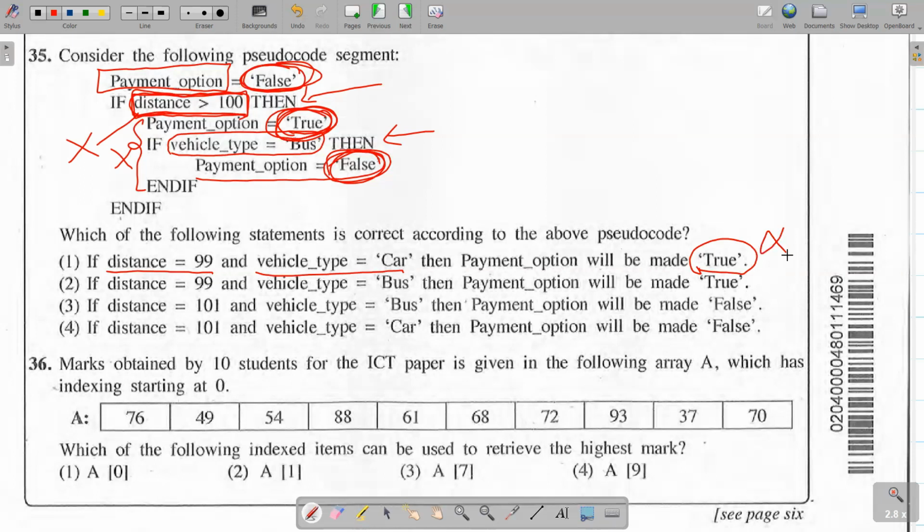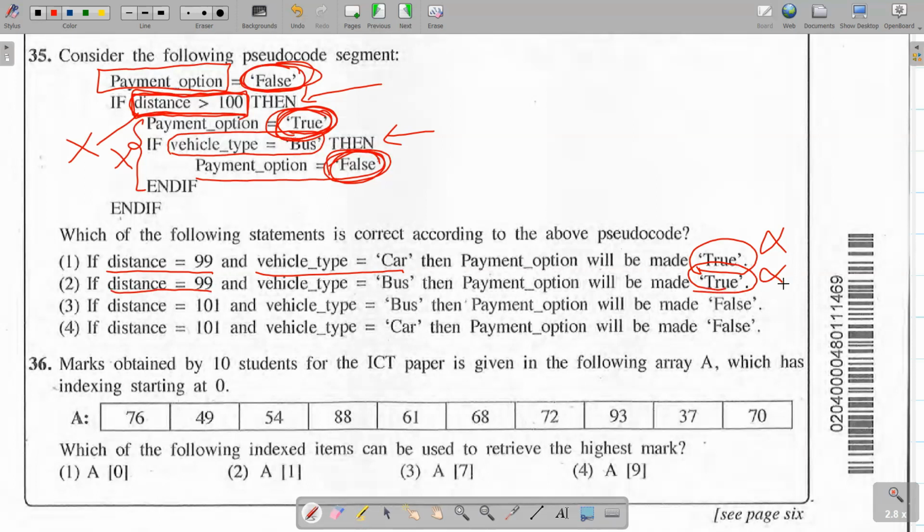And the second says if distance is 99, again distance is 99 means distance is less than 100. So payment option is going to be false. Here it says true. So it is not the answer.